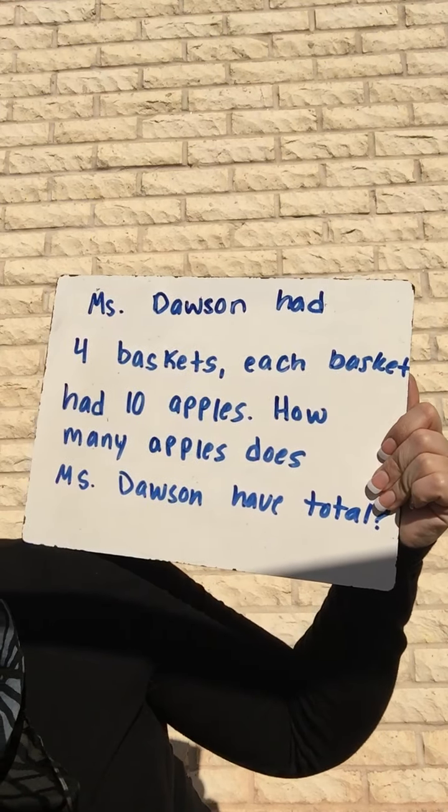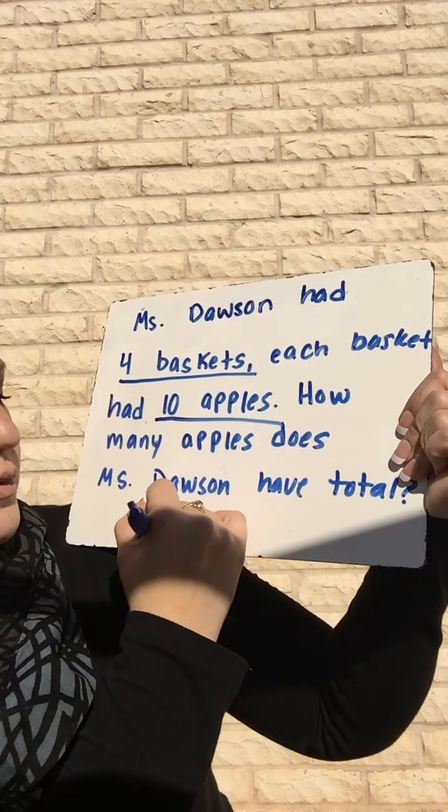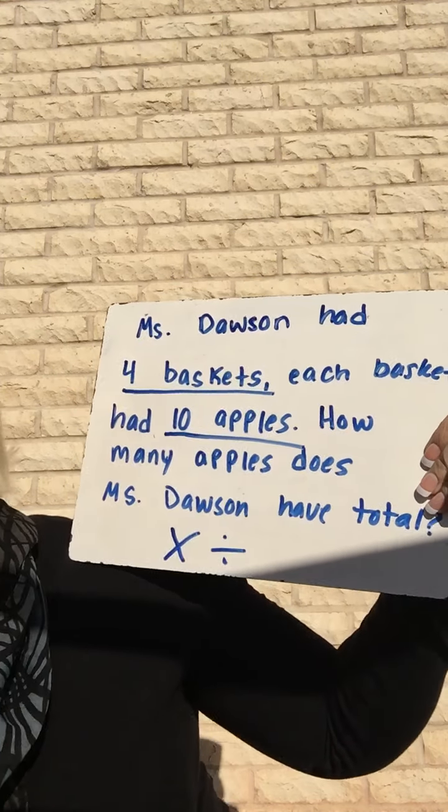So the first one is 4 baskets. Everybody picture 4 baskets in your head. Okay? The next number is 10. 10 what? Apples. 10 apples. Now, is a basket the same thing as an apple? No, they're different. So when you have different labels, you are either going to multiply or divide.